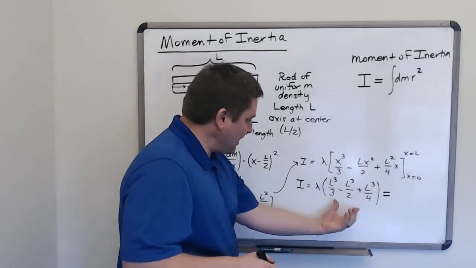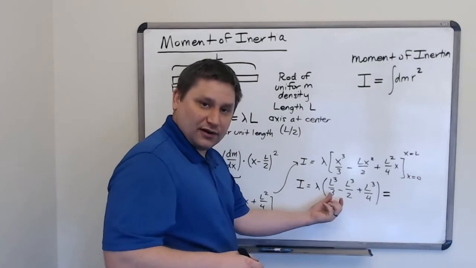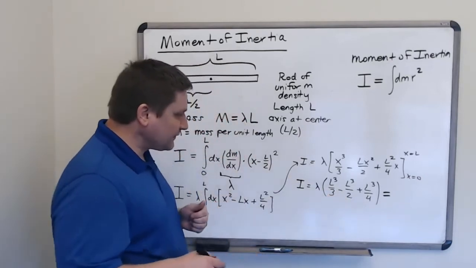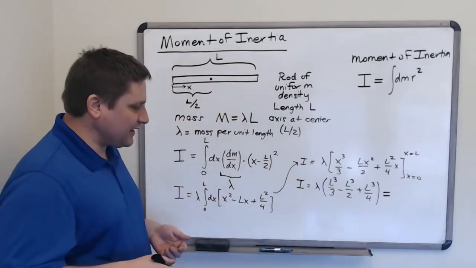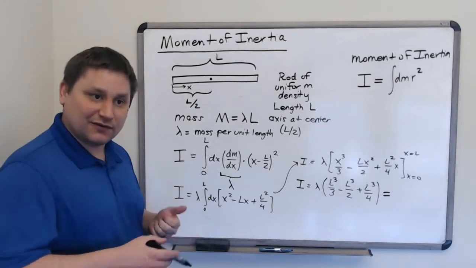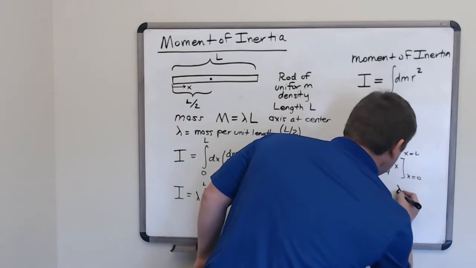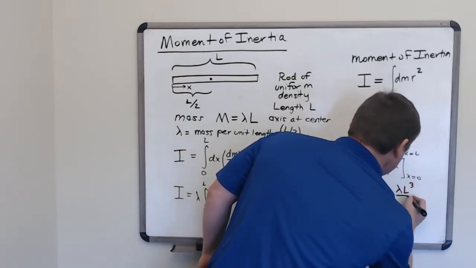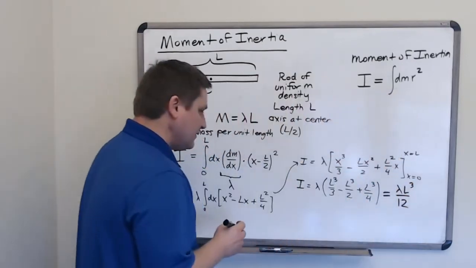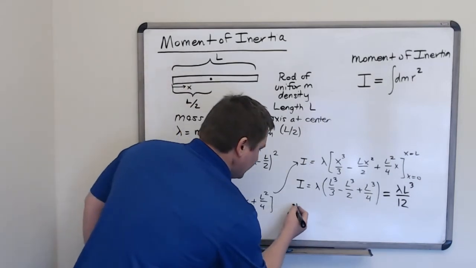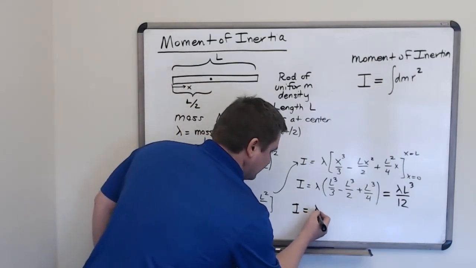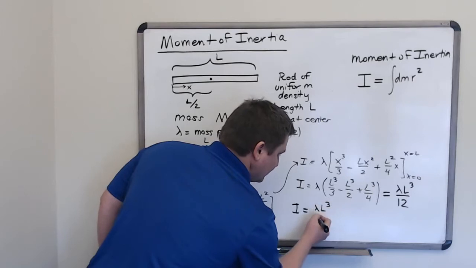And then we would have 1/3 minus 1/4. And if you want to get a common denominator there, it is 12, right? So it's 4/12 minus 3/12. So we'll get lambda L cubed over 12. So here is a formula for the moment of inertia of that rod that is correct. Lambda L cubed over 12.